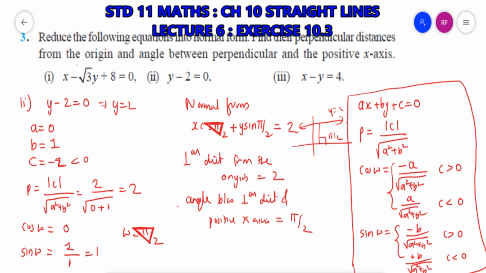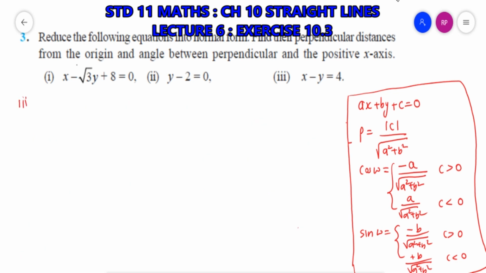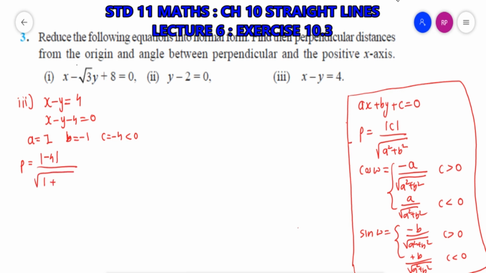Now let's see the third one. x minus y equal to 4. So I can rearrange it as x minus y minus 4 equal to 0. The coefficient of x is 1, b is minus 1 and c is minus 4, less than 0. Clear? So now the perpendicular distance is modulus of c, that is modulus of minus 4, upon under root of a square, that is 1 square, plus b square, that is minus 1 square. So that will be equal to 4 by root 2, and that will be equal to 2 root 2.